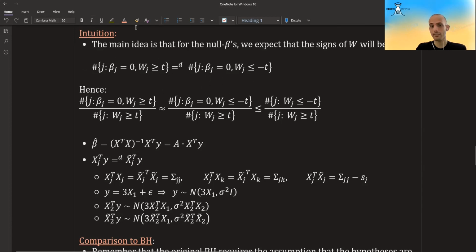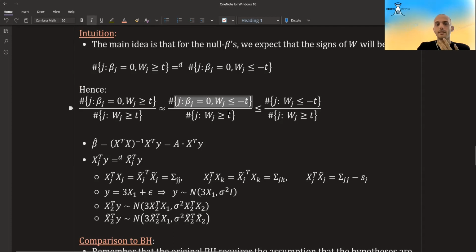So if you believe this, then this quantity over here, which is basically the false discovery proportion, because we take all the j's that have this, so the number of times we were wrong divided by all the discoveries we made, is approximately this over here. We just replace the numerator with this because we said they have the same distribution.